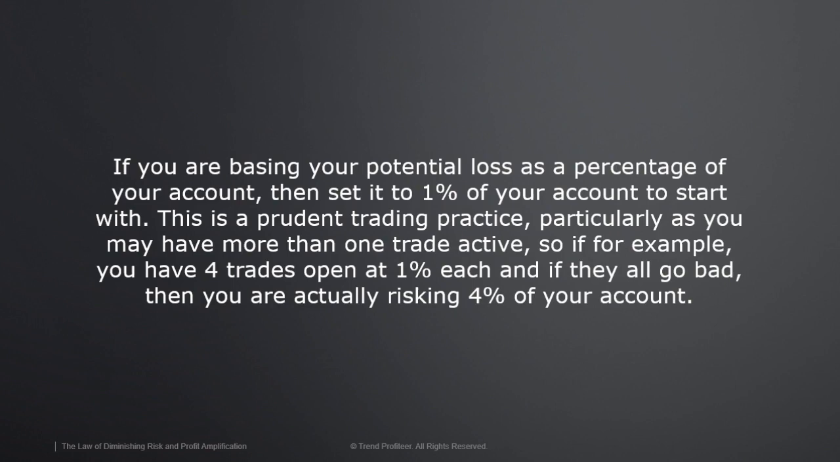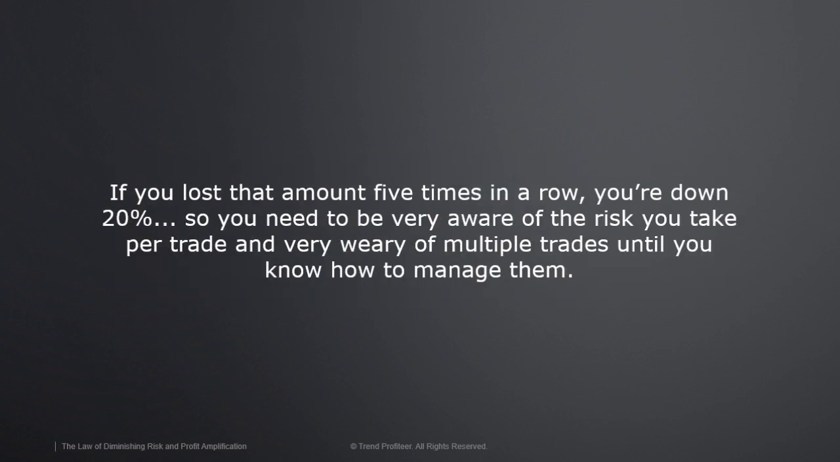This is a prudent trading practice, particularly as you may have more than one trade active. So if for example, you have 4 trades open at 1% each, and if they all go bad, which can and does happen, then you are actually risking 4% of your account. So 4 trades at 1% each equals a 4% exposure to your account. If you lost that amount 5 times in a row, you're down 20%. So you need to be very aware of the risk you take per trade and very wary of multiple trades until you know how to manage them.